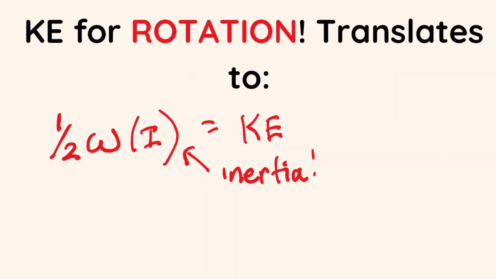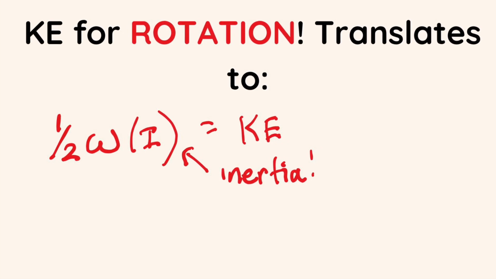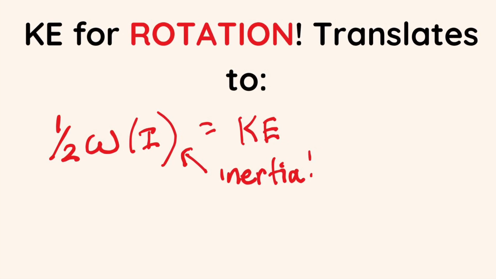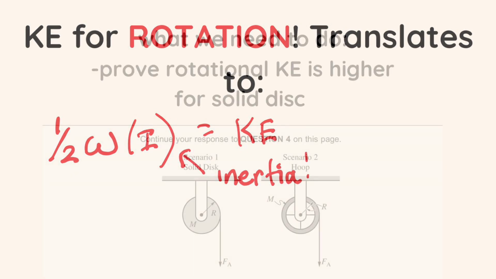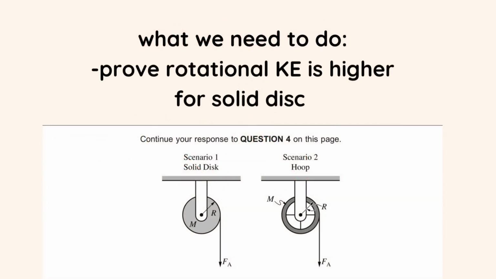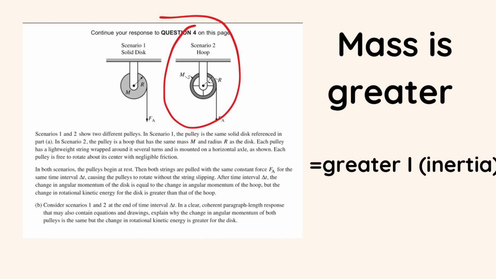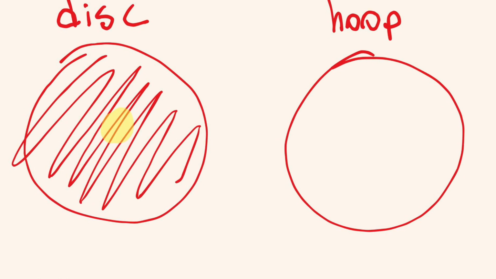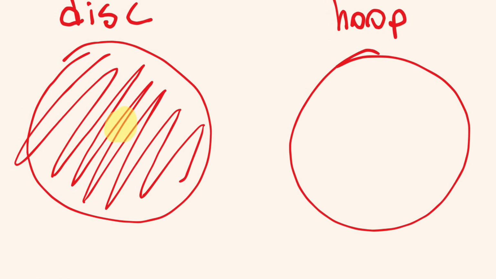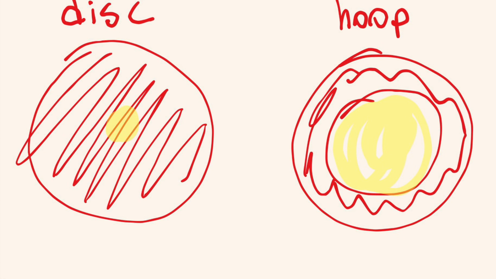So we know that kinetic energy for rotation is K equals 1/2 I omega squared. Sorry, I forgot to square that in the drawing, but it's squared. So like we said previously, they both have the same angular momentum, so we have to build our argument around that. For hoop 2, we can say that it has a greater I because the mass is farther from the center of mass, as opposed to disc 1, where the mass is next to the center.